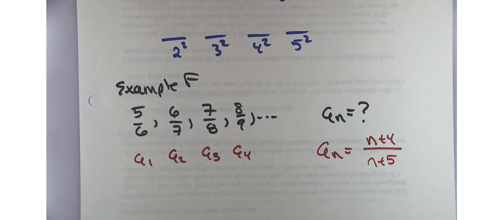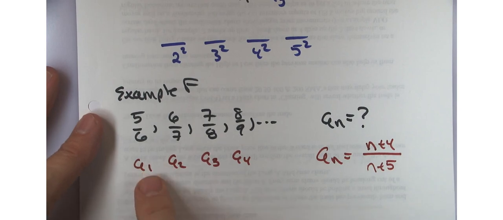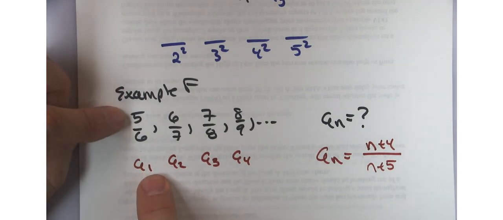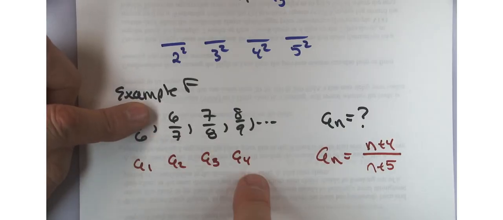Liz? How did you find n plus 4? Doing the same thing we did with the denominator. You look at the subscript. What do you do? You get from 1 to 5, 2 to 6, 3 to 7. You're consistently adding 4.